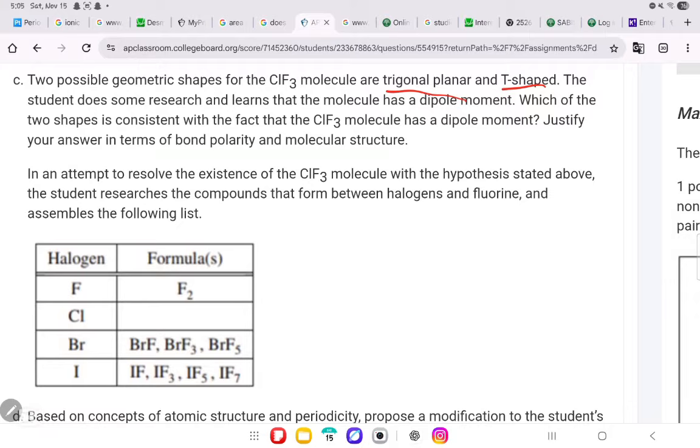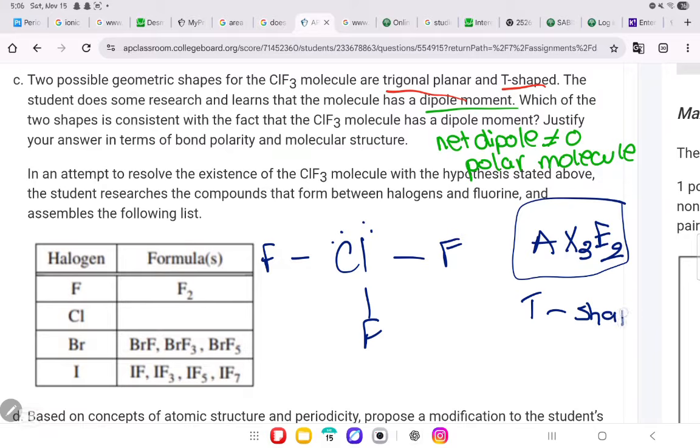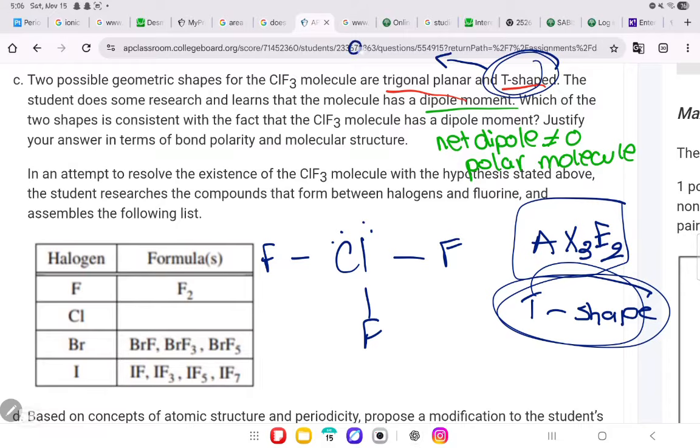Very simply, they told me that it has a dipole moment, meaning that the net dipole is not equal to 0. That means it's a polar molecule, first of all, and we know its shape. ClF3 would be AX3E2. AX3E2, already we should know that it's a T shape. Since it is a T shape, that means it's asymmetrical. Because it's asymmetrical, it's going to form a polar molecule because the dipoles don't cancel.